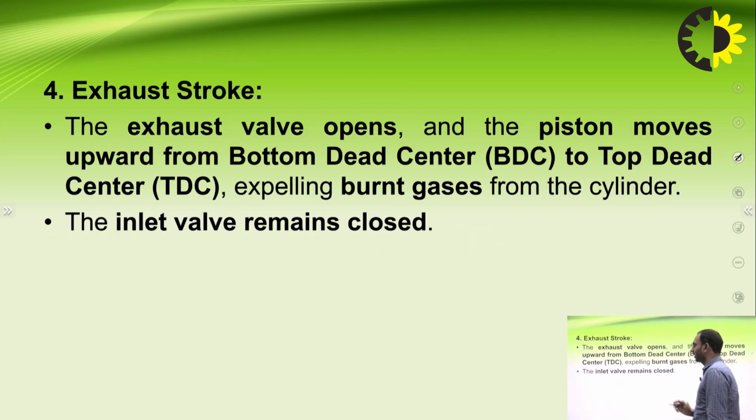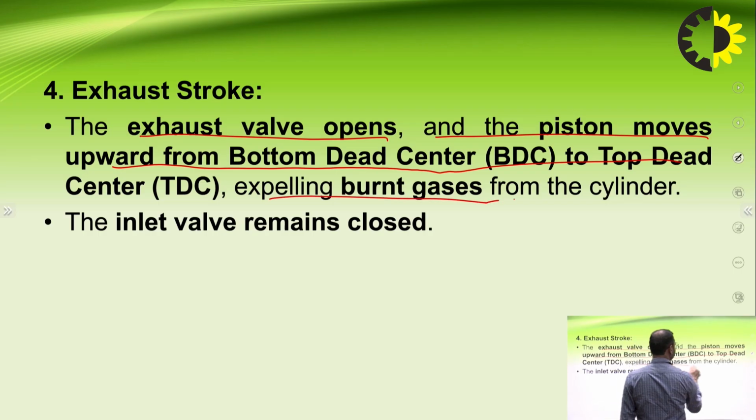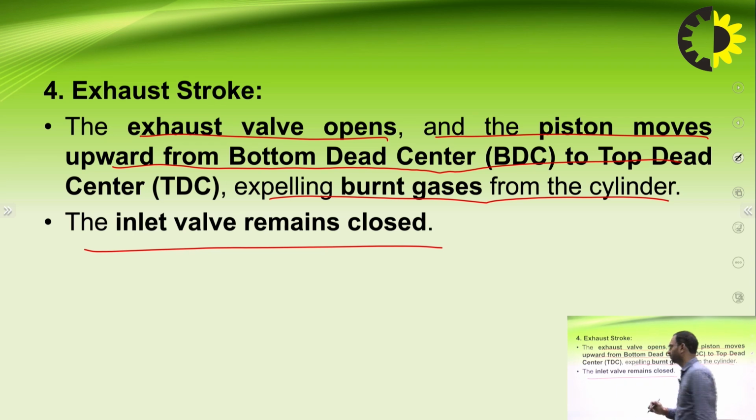Then the last one is the exhaust stroke. In this, the exhaust valve opens and the piston moves upward, that is, from bottom dead center to top dead center, expelling burnt gases from the cylinder, and the inlet valve remains closed. So this is the complete construction and working of the 4-stroke diesel engine.